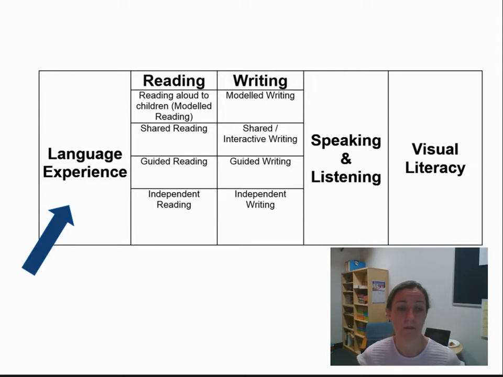Or it might be focusing on explicit vocabulary or technical vocabulary, for example. And then you can move into a reading part of the literacy block, where you might have some modelled reading, shared reading, guided reading, and independent reading. There'll be a focus on writing, a focus on speaking and listening, and or visual literacy.